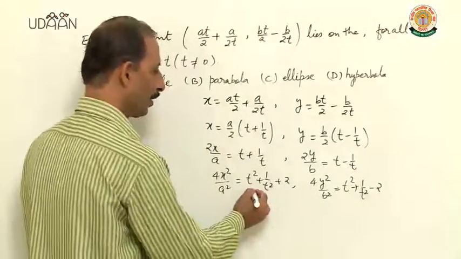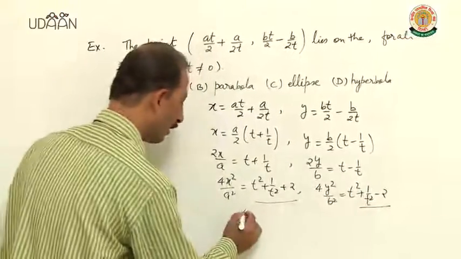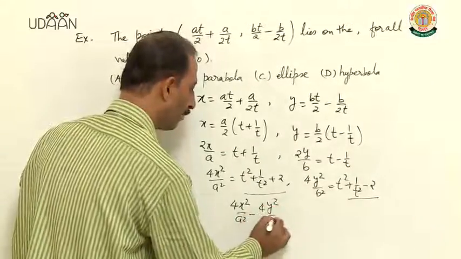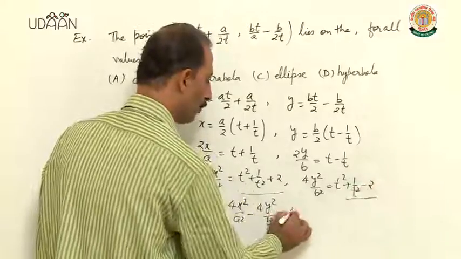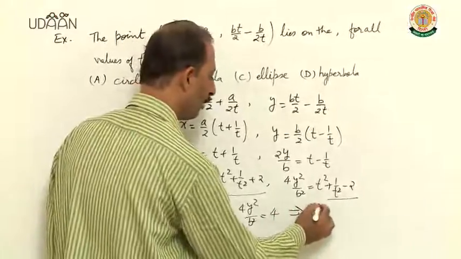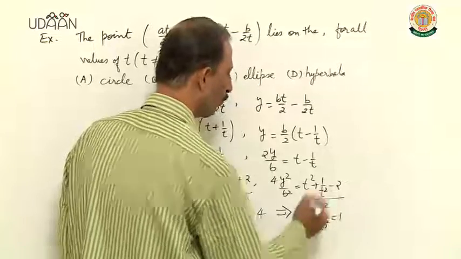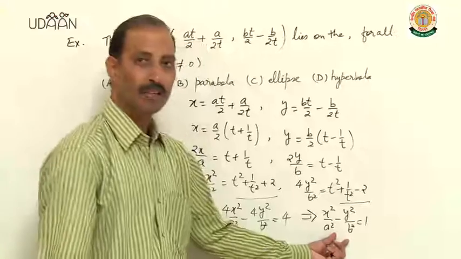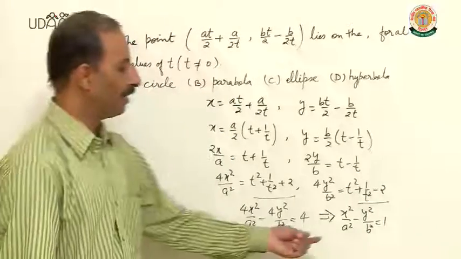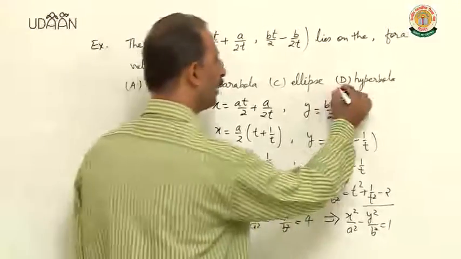If you subtract this equation from this one, after subtraction you will get 4x square upon a square minus 4y square upon b square is equal to 2 minus minus 2, it becomes 4. So you will take 4 common and cancel it. So this equation reduces to the form x square upon a square minus y square upon b square is equal to 1. So you can see, children, this is the standard form of the hyperbola. So this coordinate always lies on the hyperbola. So correct option is hyperbola, that is D option.